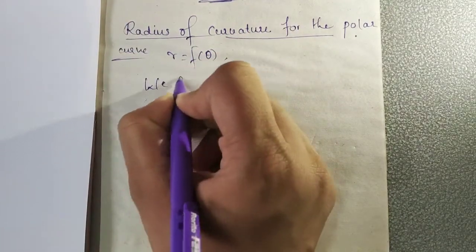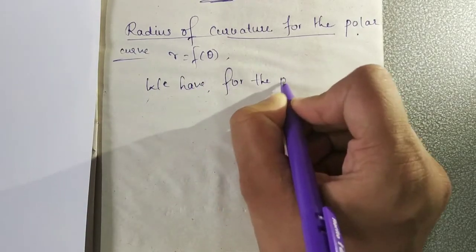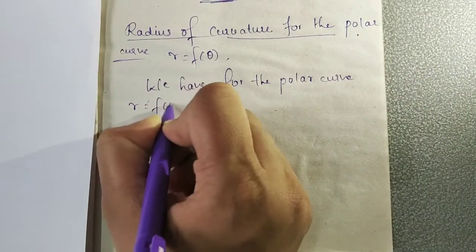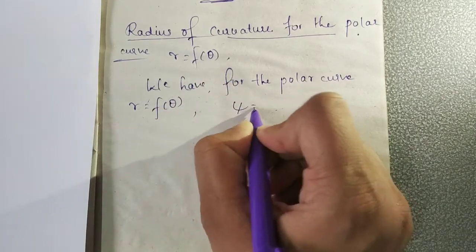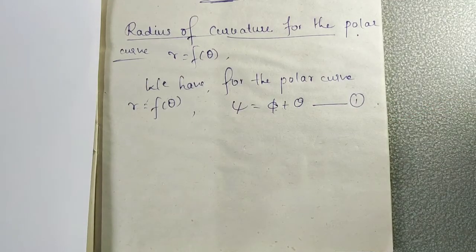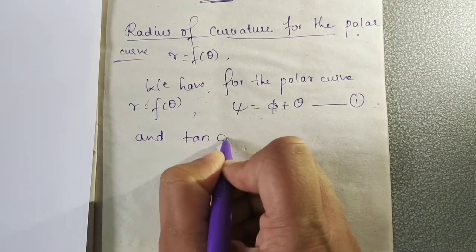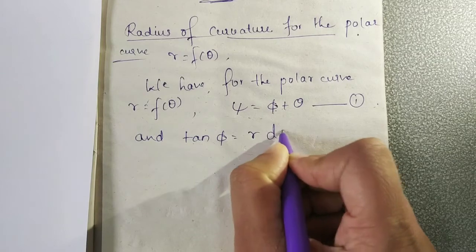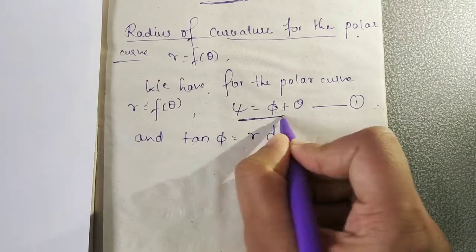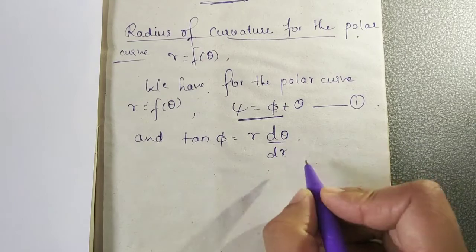We have, for the polar curve r equal to f of theta, psi equal to phi plus theta. Call this equation 1. And then tan phi equal to r into d theta by dr. Simply, I am telling you what this is.